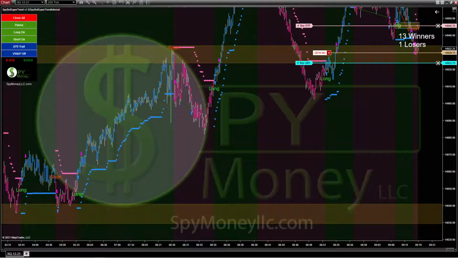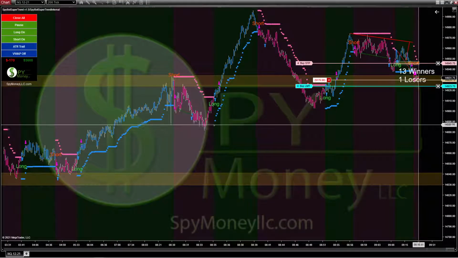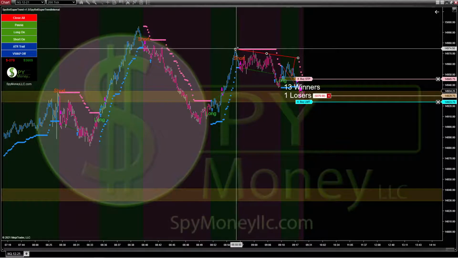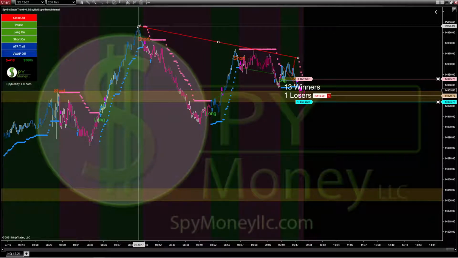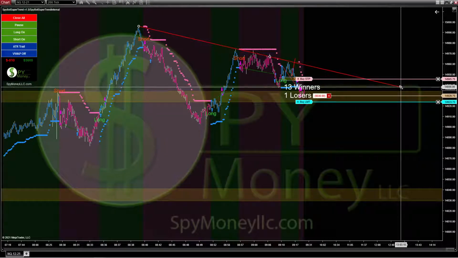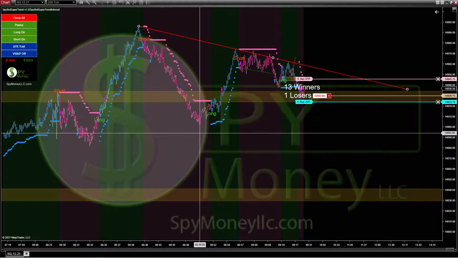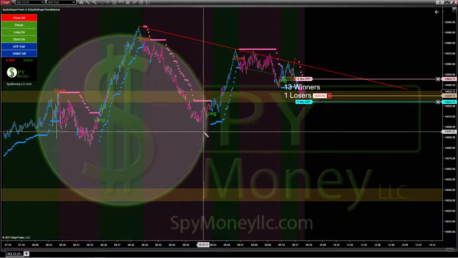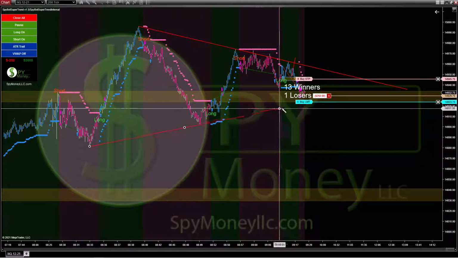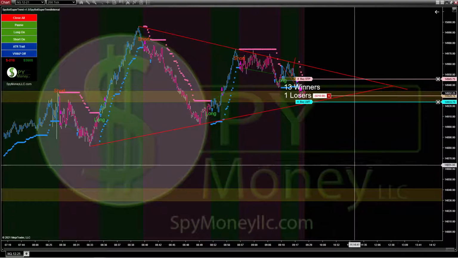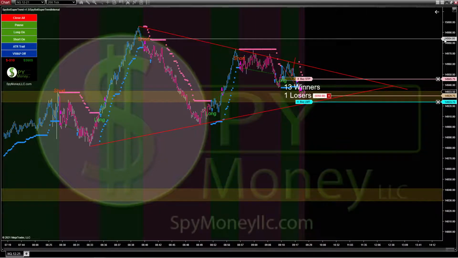When we look back over here, we're building a symmetrical triangle right now. So if we brought this back to here, and that's the good part about the bot, is you can still do your charting. And if you do your charting with it, a lot of times you will do better. So right there is our symmetrical triangle. Let's see what we are on.